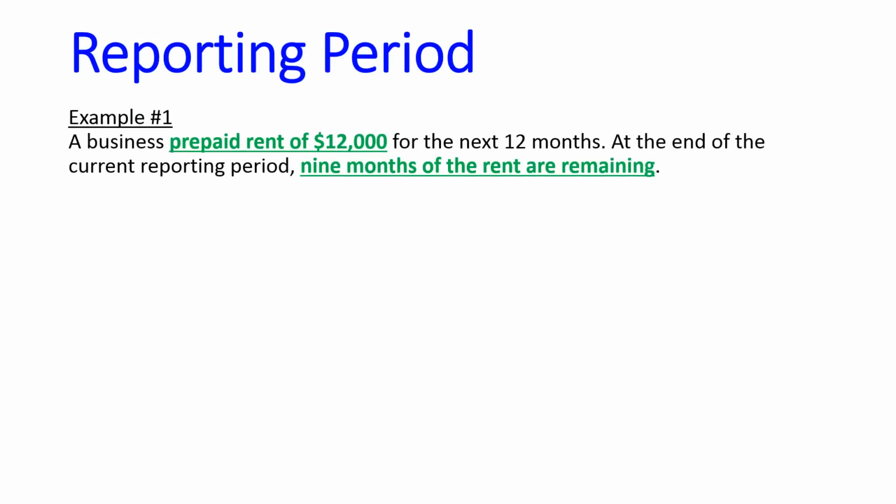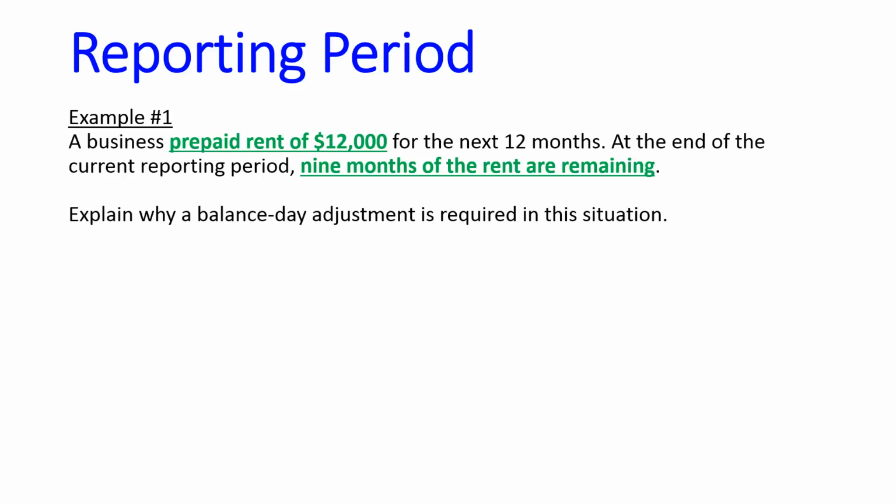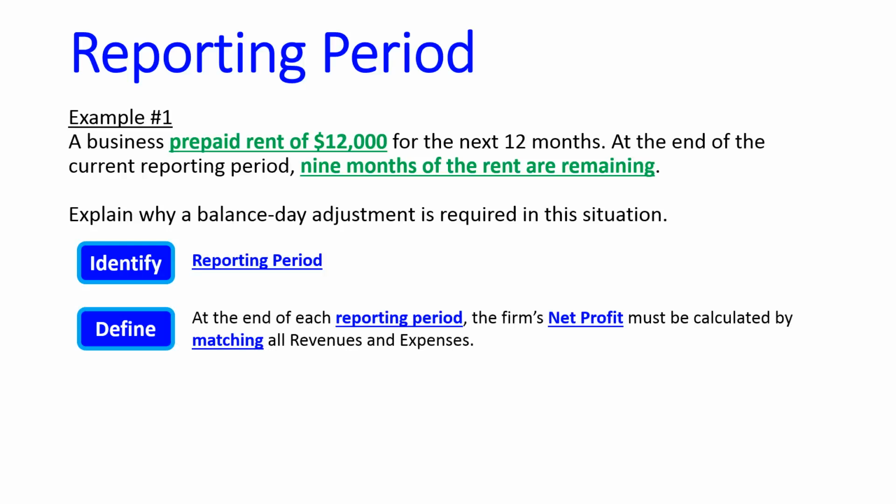So let's take an example of some questions we might get concerning this. Example 1, a business prepaid rent of $12,000 for the next 12 months. At the end of the current reporting period, there's 9 months of rent remaining. Explain why a balance day adjustment is required in this situation. We always identify with a theory question. I'm going to use the reporting period principle. I'm going to define it.